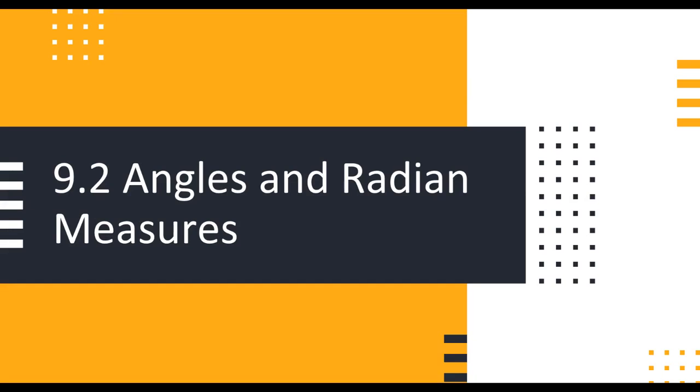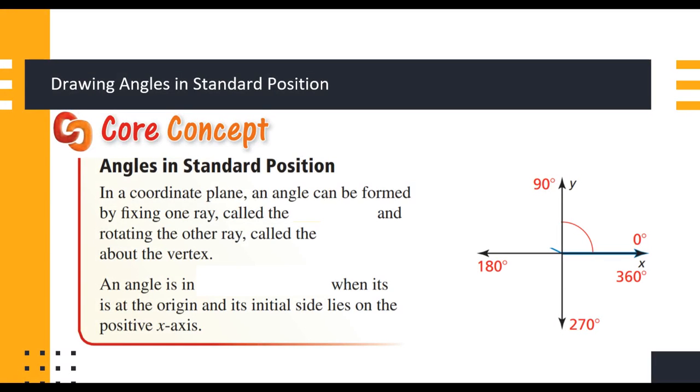Now we go to lesson 9.2, angles and radian measures. To start off, let's try to understand the core concept of today's lesson. So in a coordinate plane, an angle can be formed by fixing one ray called the initial side and rotating the other ray called the terminal side about the vertex.